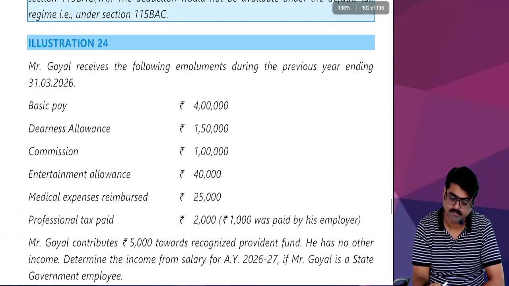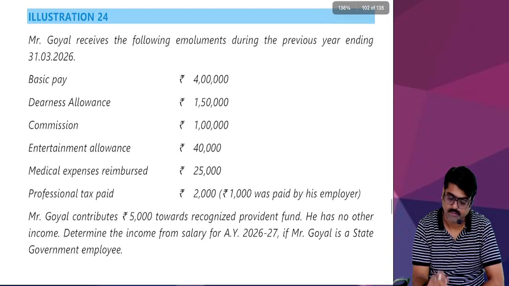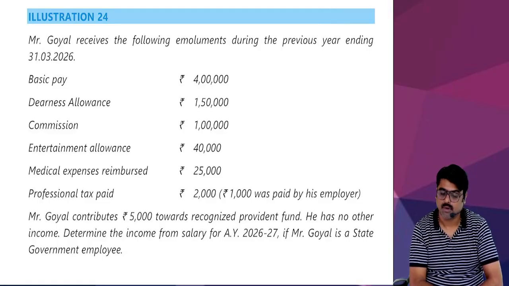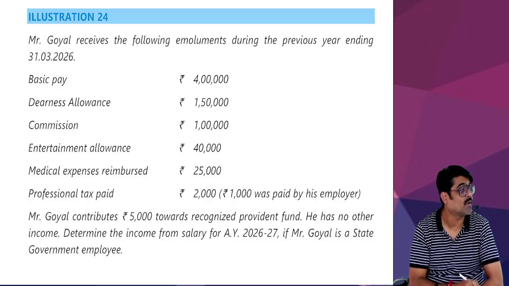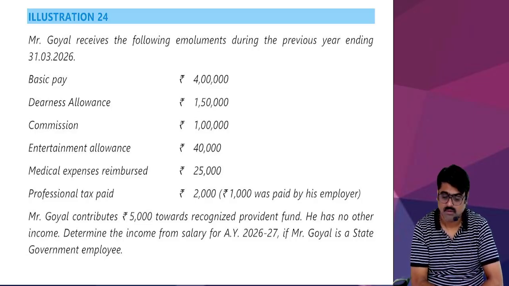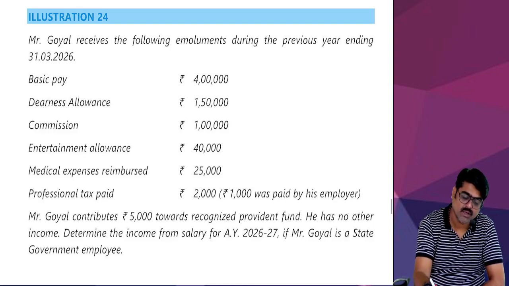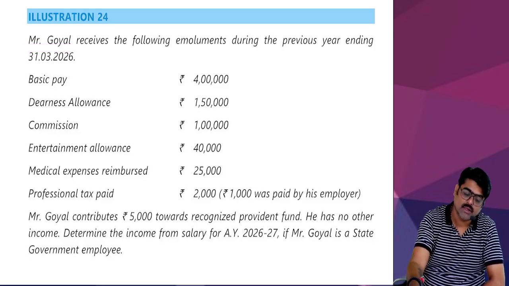Question number 24. Okay. Mr. Goyal receives the following emoluments. What is the meaning of emolument? Payments. Following payments during the previous year. Who is receiving? Mr. Goyal. Assessee is Mr. Goyal. So during this year, he is getting what?